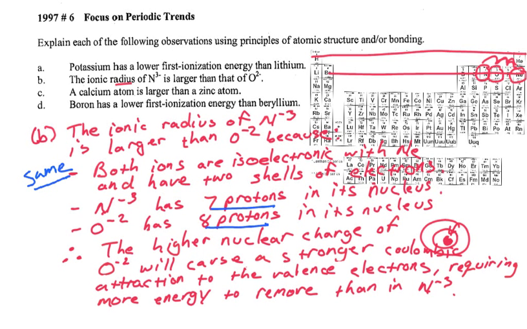And then the conclusion, therefore, the higher nuclear charge of O2- will cause a stronger Coulombic attraction. You don't have to say that, but it's really nice. To the valence electrons, requiring more energy to remove them than in N3-. You notice that I mentioned in here removing the valence electrons. That is the definition of a first ionization energy, and they may be expecting you to actually say that, essentially defining what first ionization energy is.